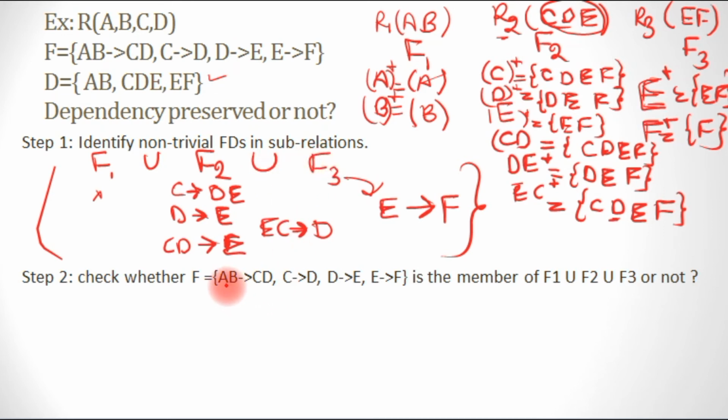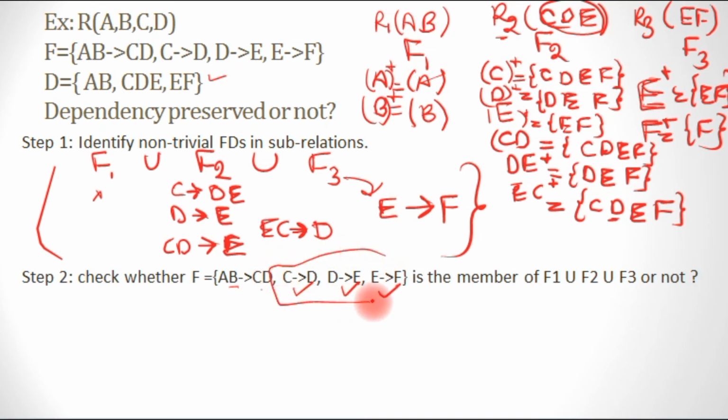So now we have to check. AB can determine CD, C can determine D and D can determine E, E determine F in the set F1 union F2 union F3. So see, C determine D, yes. D determine E, yes. E determine F, yes. So all these three functional dependencies of the set F are covered in F1 union F2 union F3.